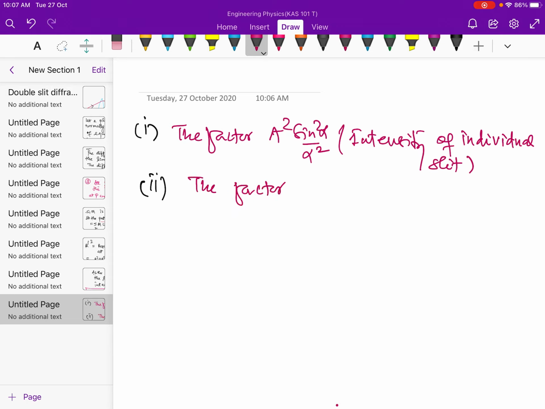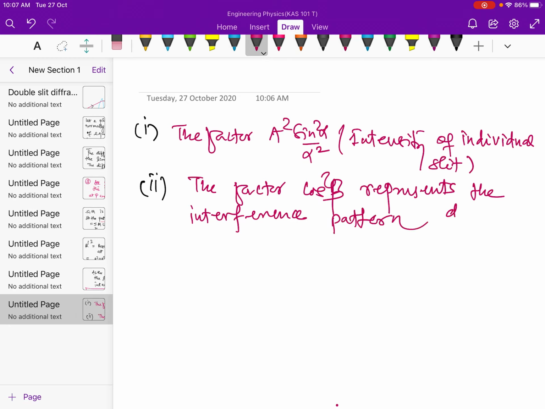The second point is the factor cos square beta, which represents the interference pattern due to the waves from two parallel slits.